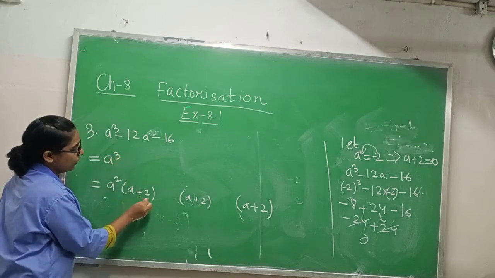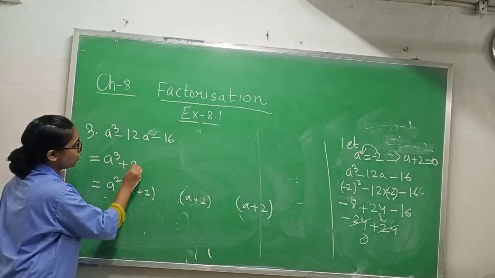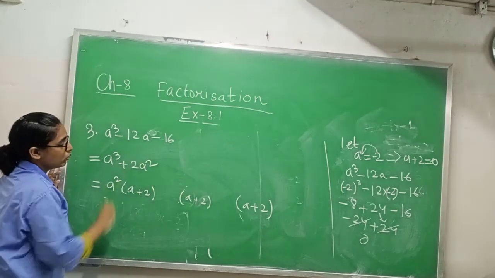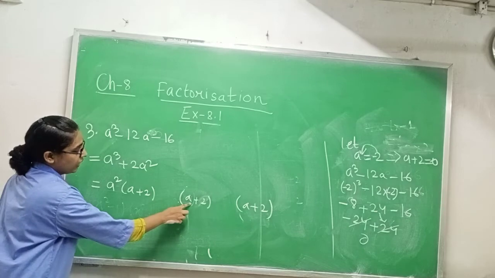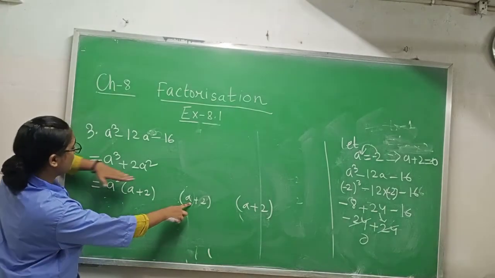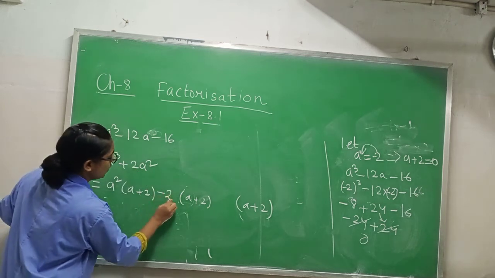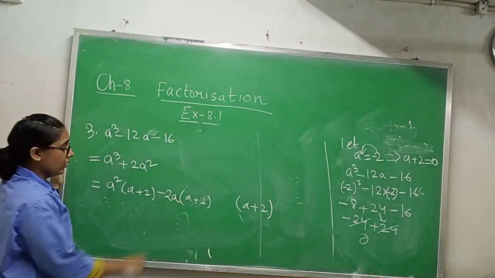a square into plus 2a square. But here we have no a square term. We have to remove this one. Now here we have a, but we need minus 2a square. So I will multiply with 2a.